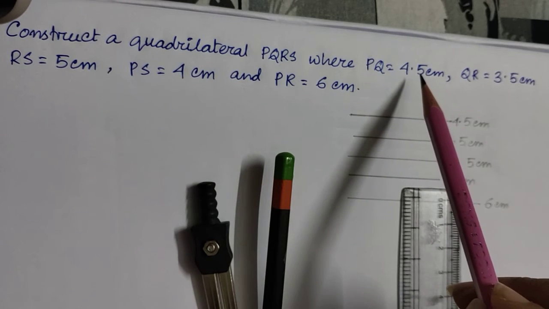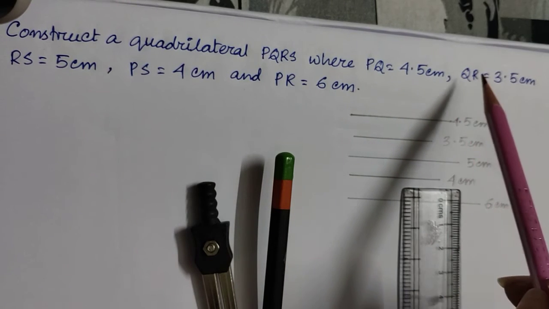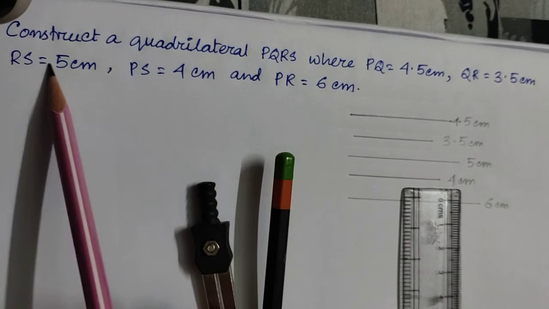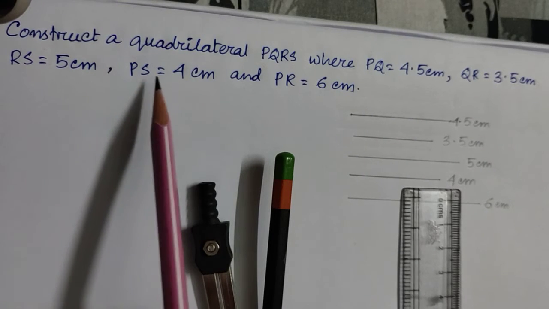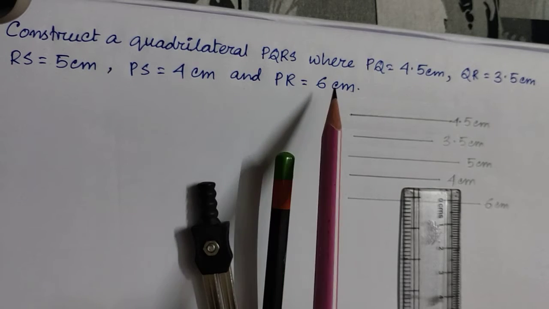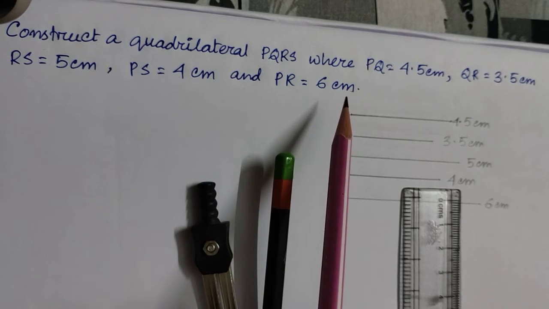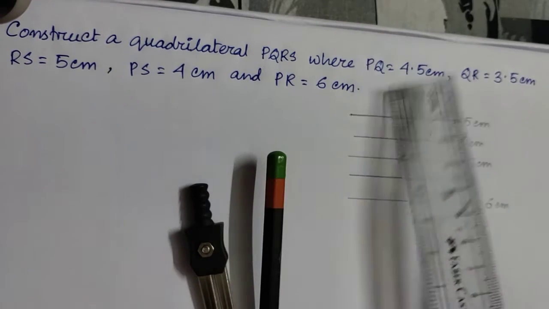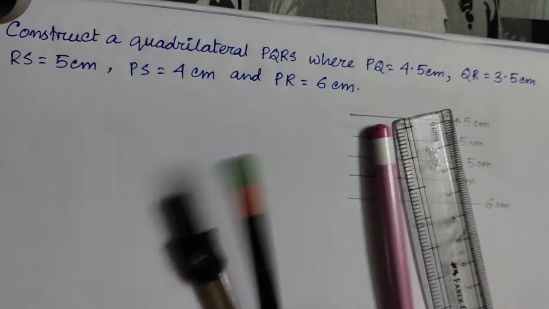PQ is 4.5 centimeter. The measurement of QR is 3.5 centimeter. The value of RS is 5 centimeter. The value of PS is 4 centimeter, and the value of PR is 6 centimeter, right? So for this you need a scale, pencil and compass.